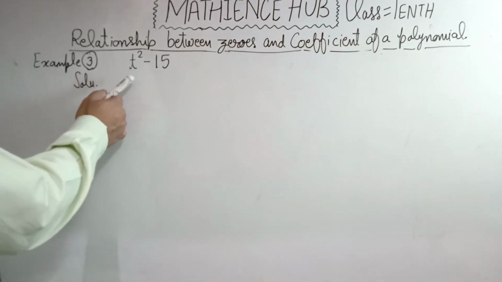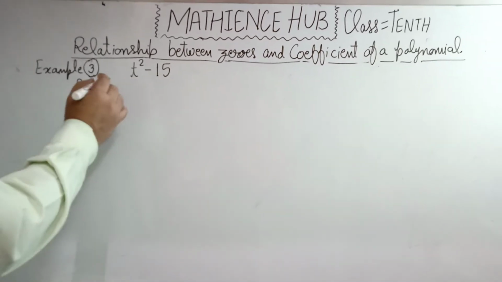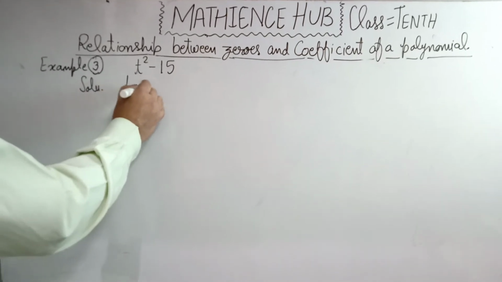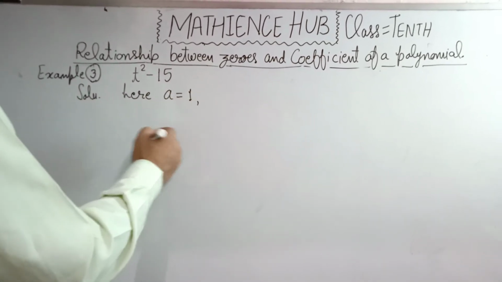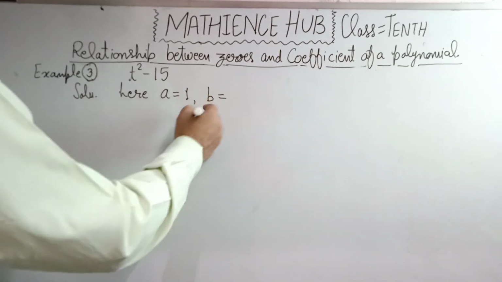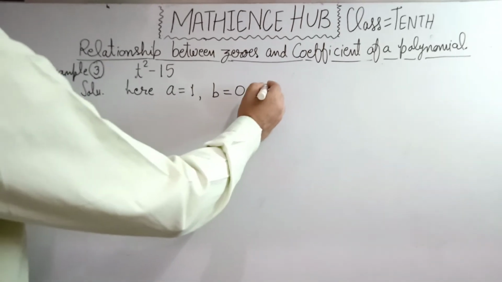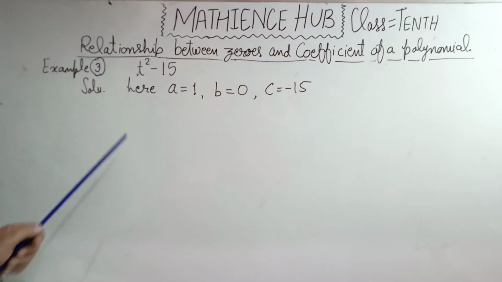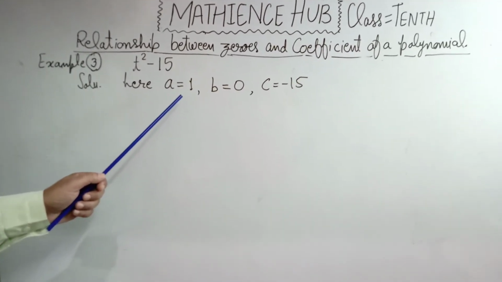Example number 3: we show the quadratic polynomial t square minus 15. Here the coefficient of t square, called a, is 1, and the coefficient of t is none. So the coefficient of t, b, is 0 and the constant term c is minus 15. These are the values of a, b and c from the standard form of a quadratic polynomial.